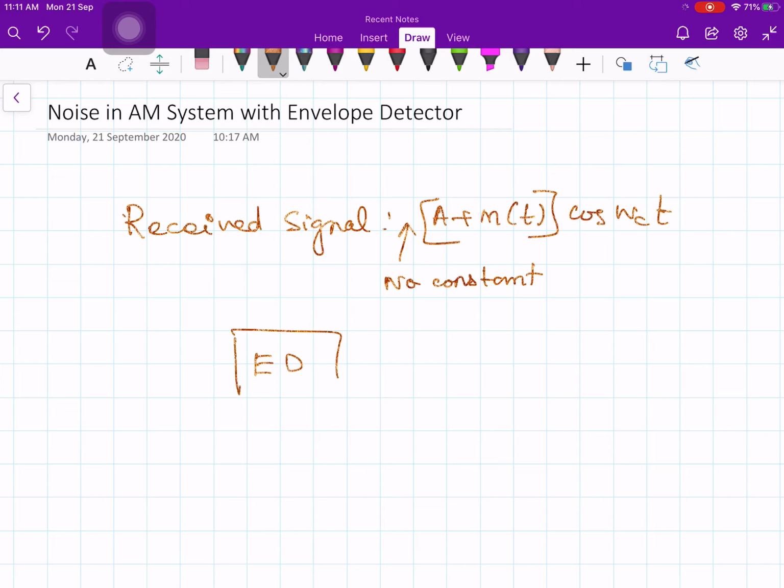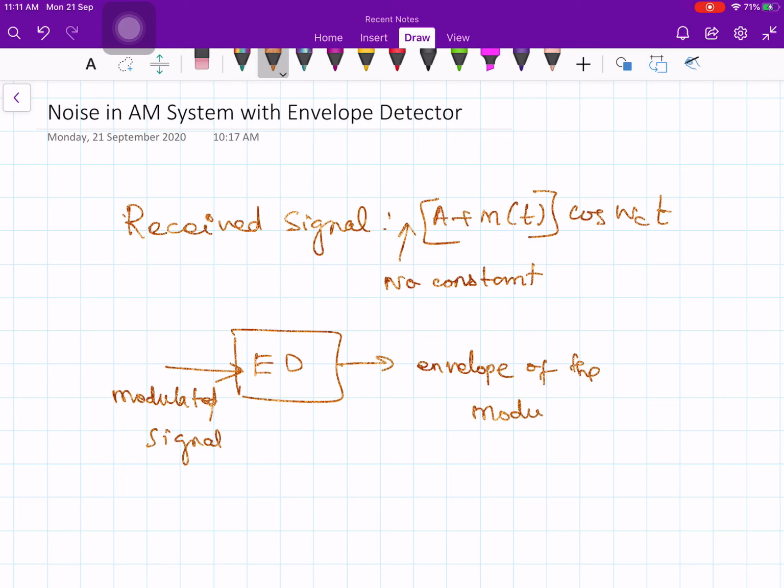Envelope detector input is the modulated signal and the output is the envelope of the modulated signal. So the actual received signal, let me say y i of t, has signal part plus noise part. So it could be the envelope of signal plus noise. This is my envelope detector.